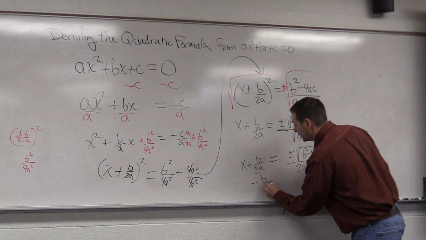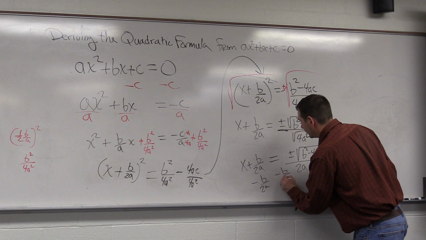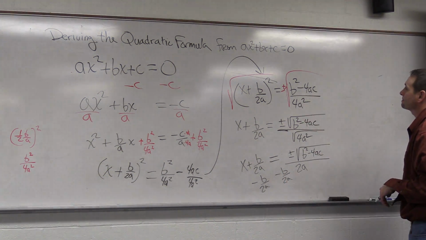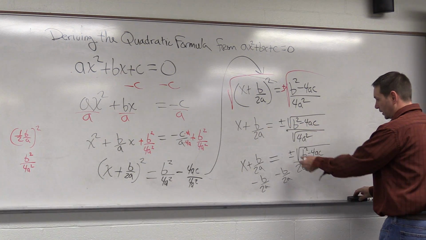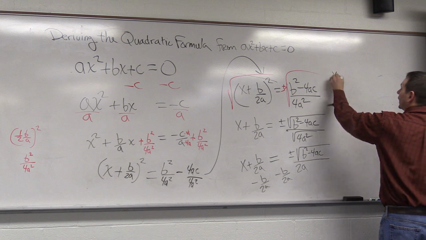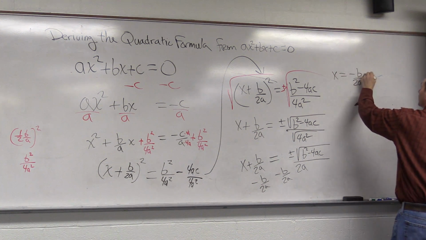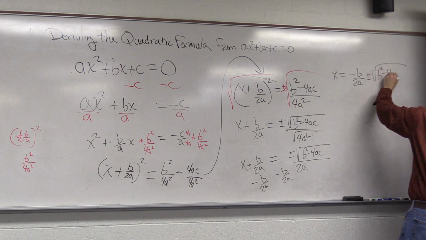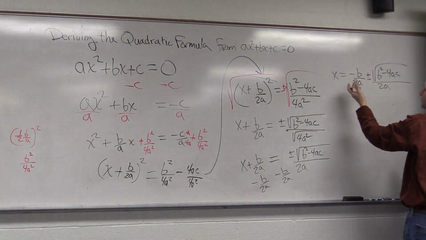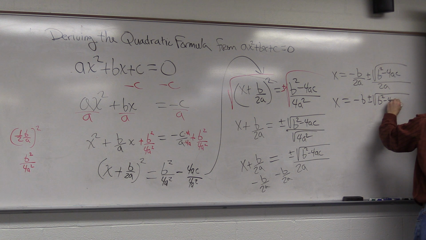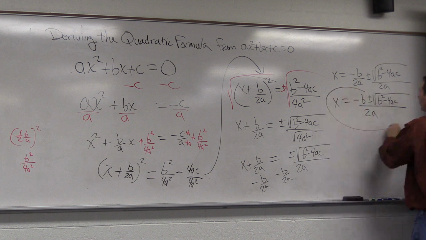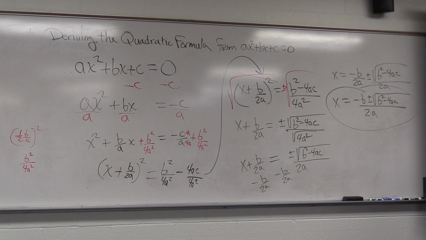I just subtract b over 2a from both sides and put that in front of my plus or minus. So you'll end up getting x equals negative b over 2a plus or minus the square root of b squared minus 4ac over 2a. They're the same denominator, so you can write them as one fraction: negative b plus or minus the square root of b squared minus 4ac, all over 2a. And that's the quadratic formula. Or think of it as the opposite of b. So if b is negative, it becomes a positive when we plug it in.